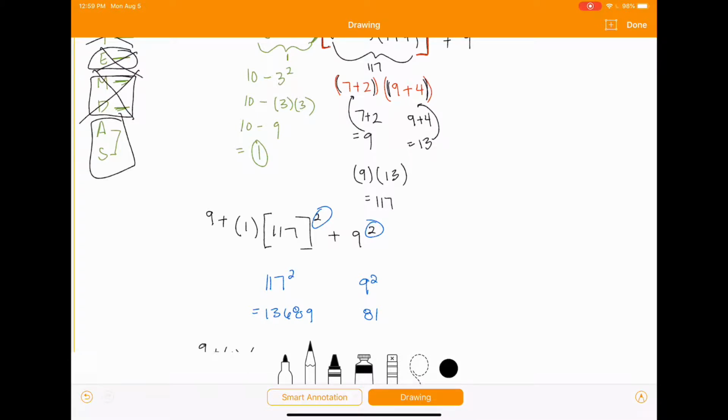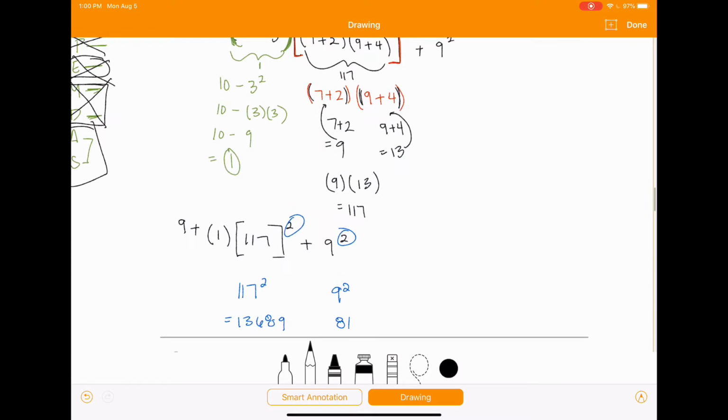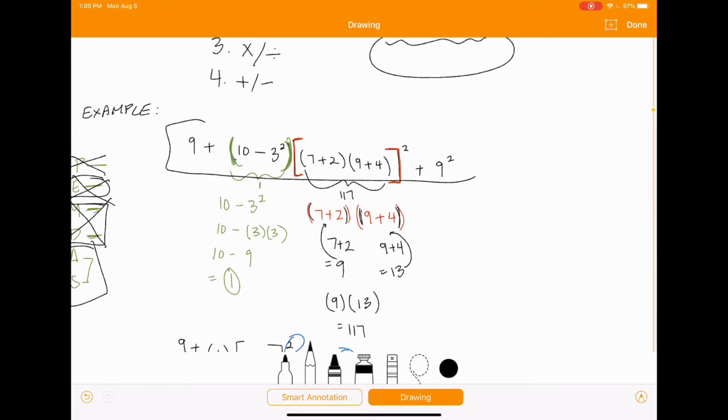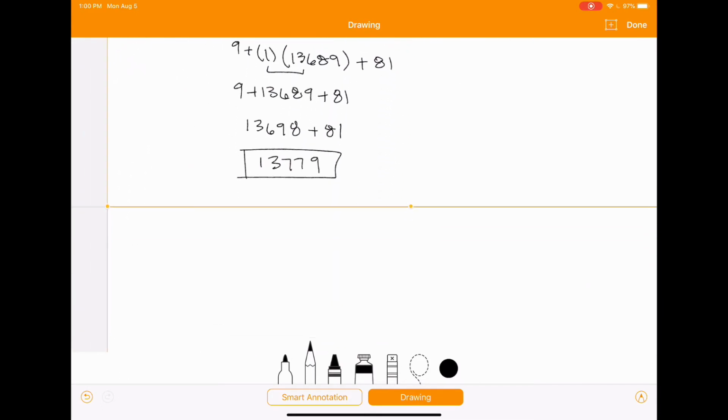Now we move on to our add and subtract. And again, we do that left to right. So we're going to do this 9 plus 13,689 first. So it's going to be 13,698 plus 81. And then we just add 81 onto that, and we'll get 13,779. And that's our final answer for that nasty expression that we started with up here. So again, just follow through with your order of operations and you will be all right.